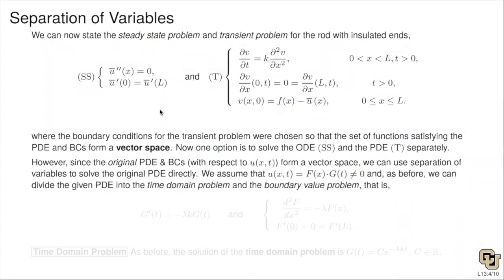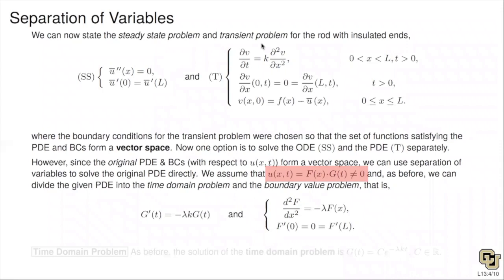So here we're going to make the traditional separation of variables assumption, with it being nontrivial being an important part of the assumption. And you know how the song and dance goes. We're going to take this and plug it into the heat equation, right? And then you get your time domain problem and the boundary value problem.